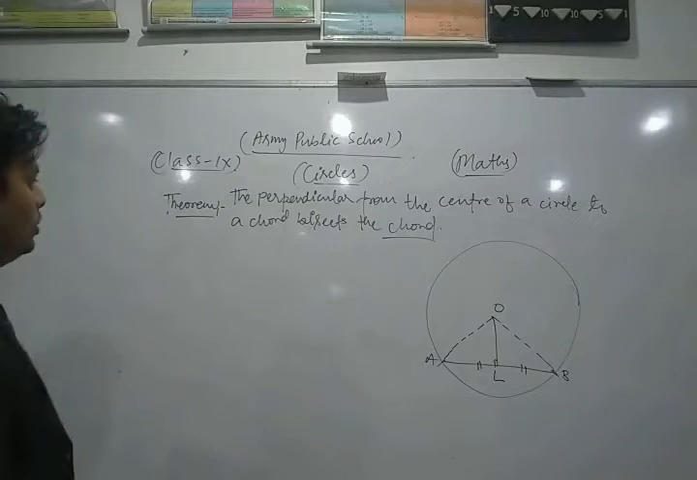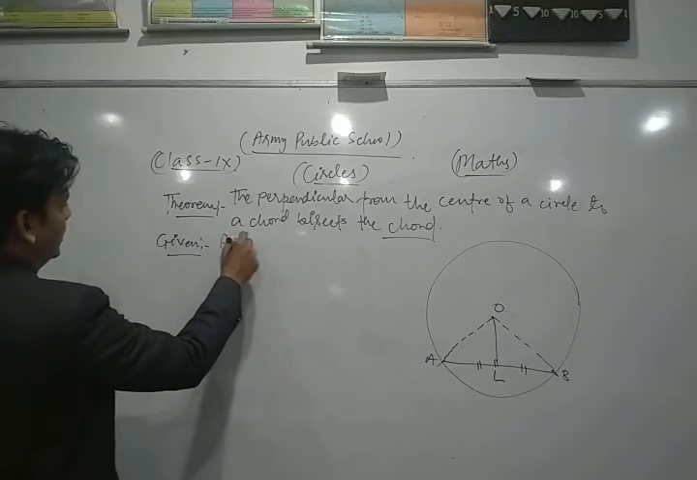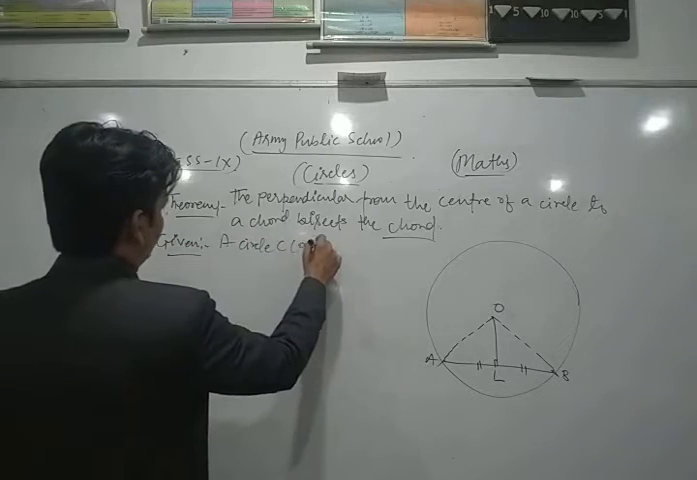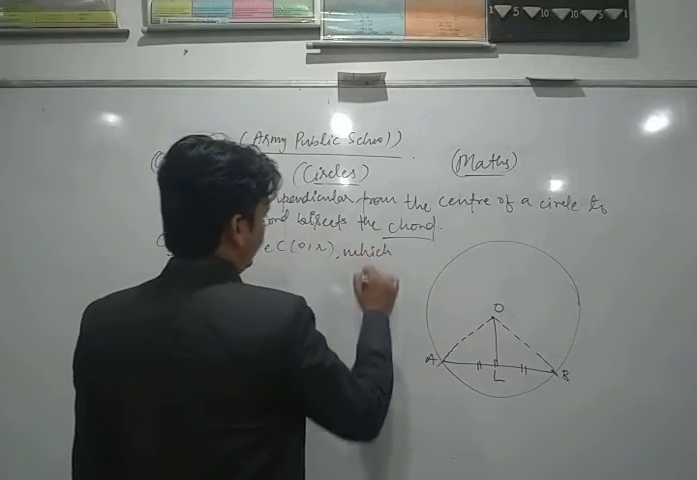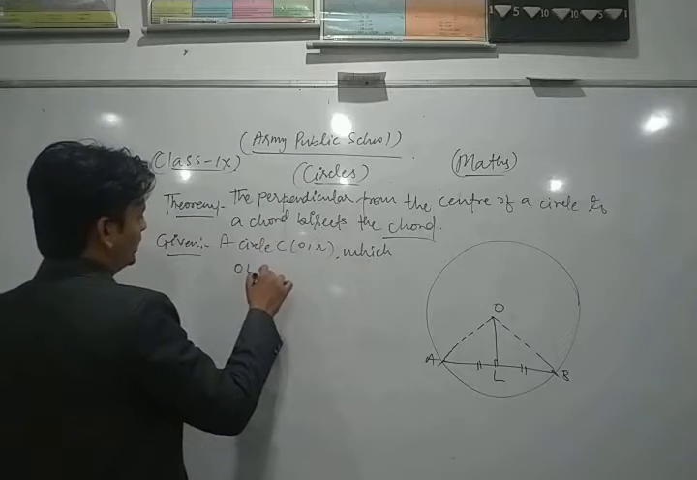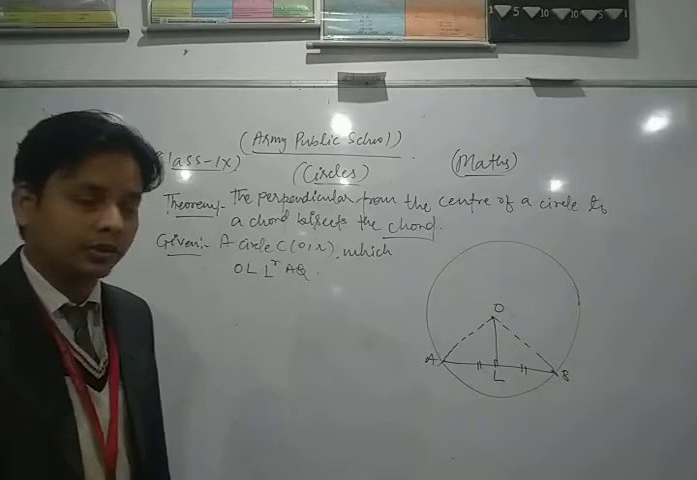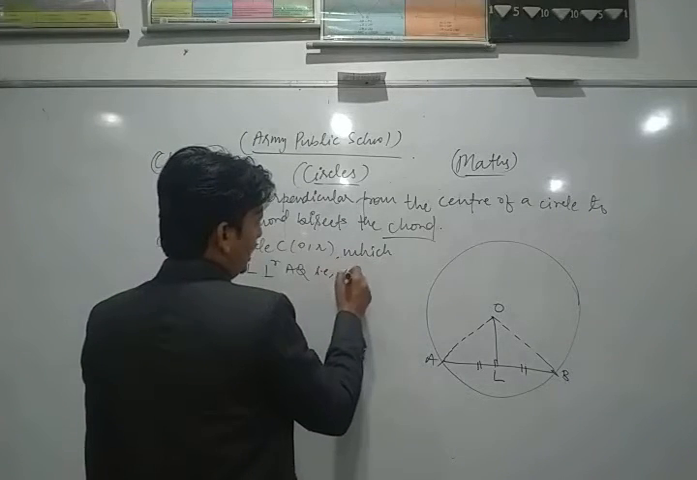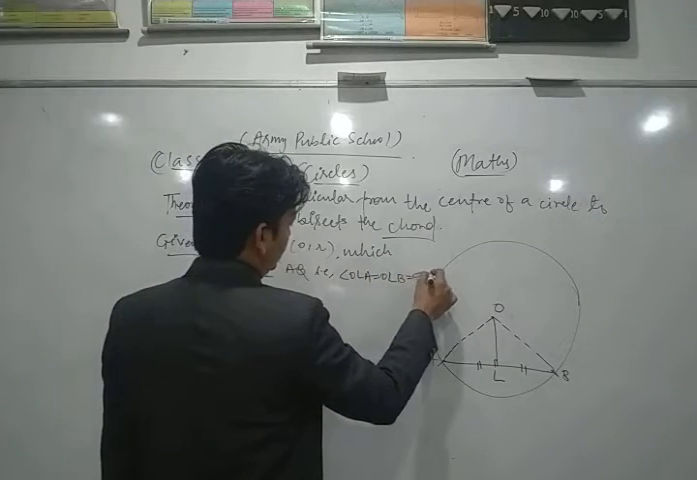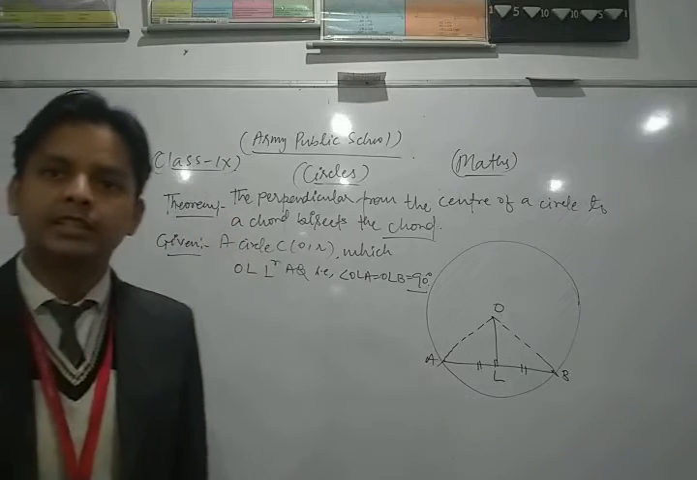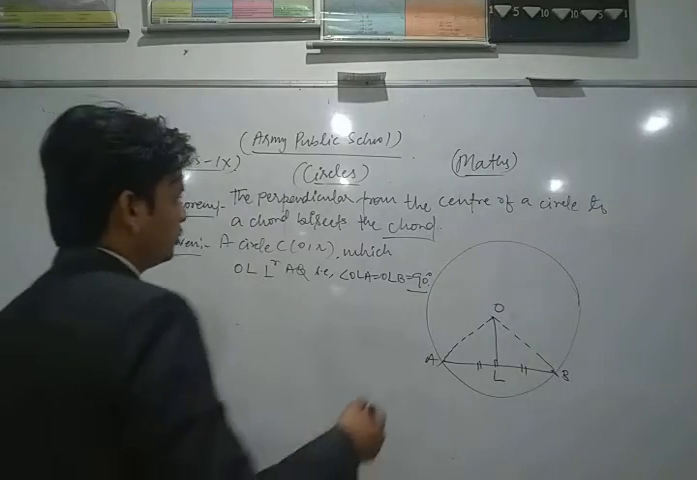Okay. Now let's see. First of all, we write given. In given, we write a circle C with center O and radius R, in which OL is perpendicular to AB. It is given in our question. Perpendicular means angle OLA is the same as angle OLB, each equal to 90 degrees. This is the given in our theorem. Okay, we have to show it, now prove it.